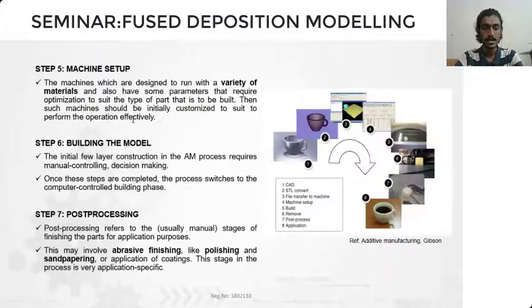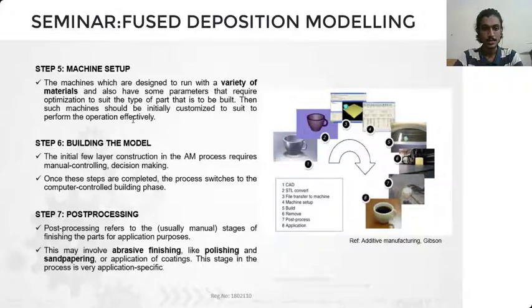Then the machine setup. Machine setup is performed according to the raw material used in the printing operation, because in machine setup we fix the range of temperature to which the raw material has to be heated, so as to maintain a proper flow of the material through the nozzle.